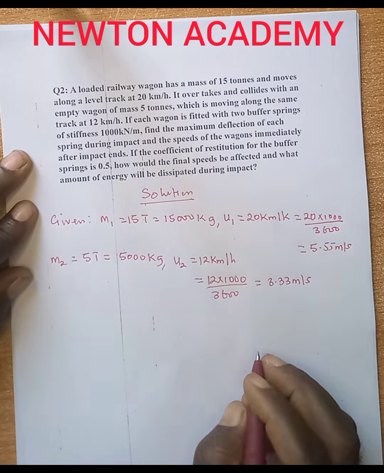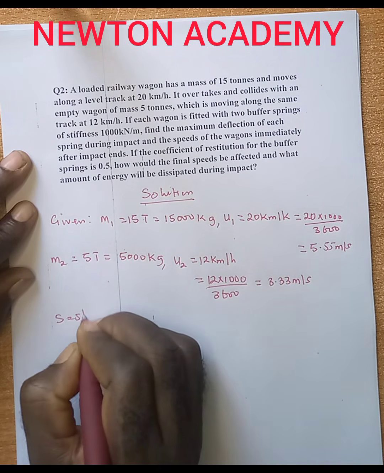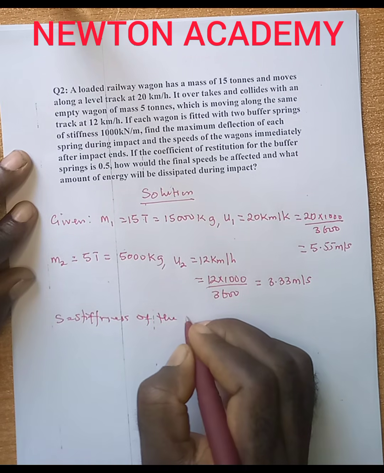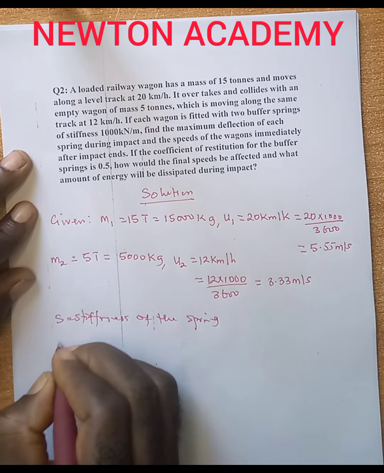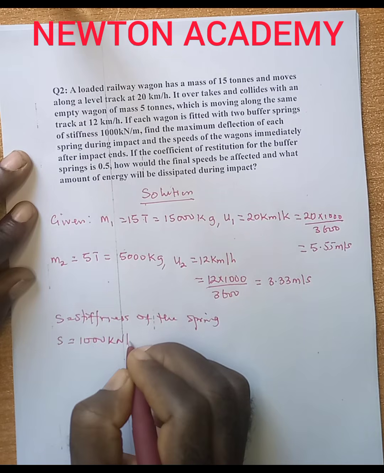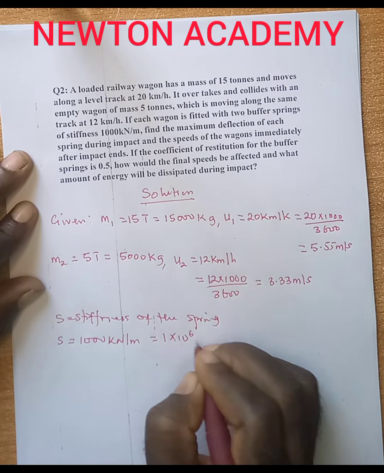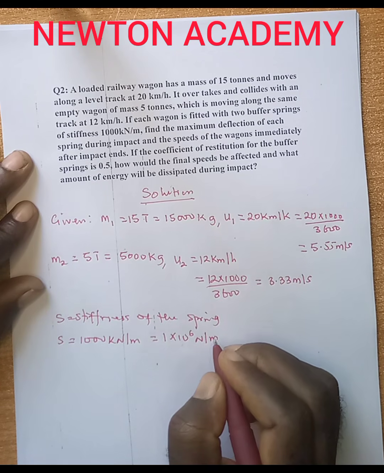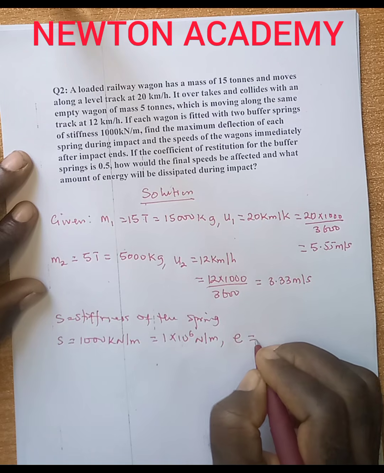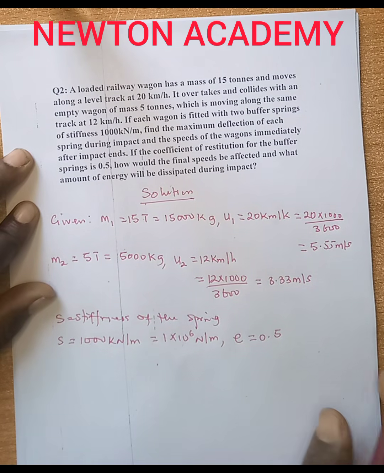And we are also given the stiffness of the spring. If you say S as the stiffness of the spring, we're given to be equal to 1000 kilonewton per meter, and this gives 1 times 10 raised to the power 6 Newton per meter. Then we are also given the coefficient of restitution E to be equal to 0.5. Now let us analyze this.